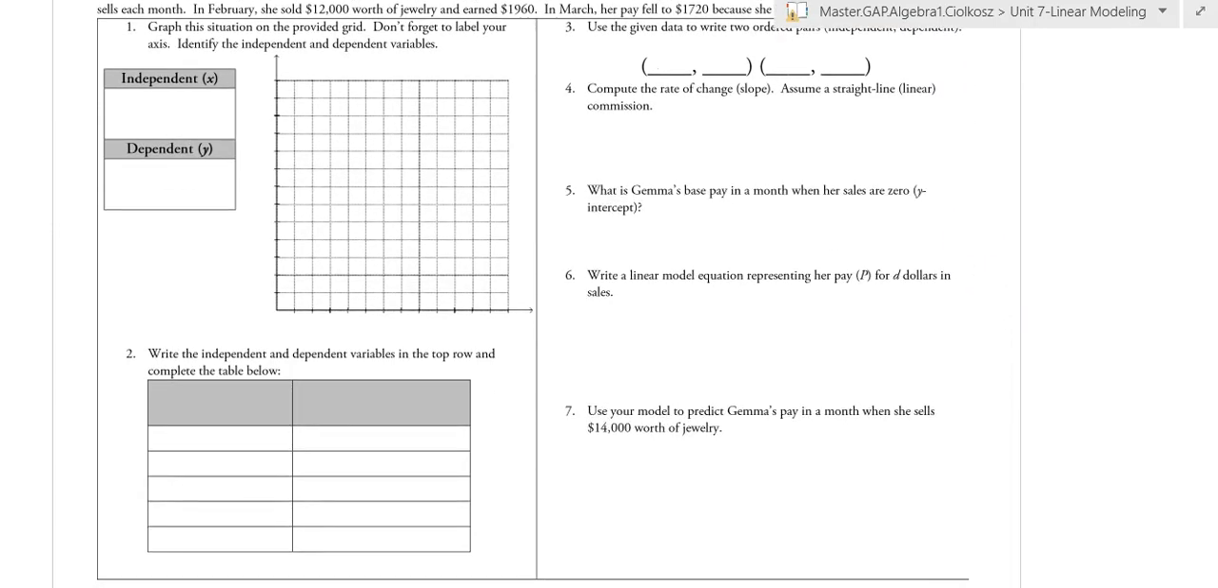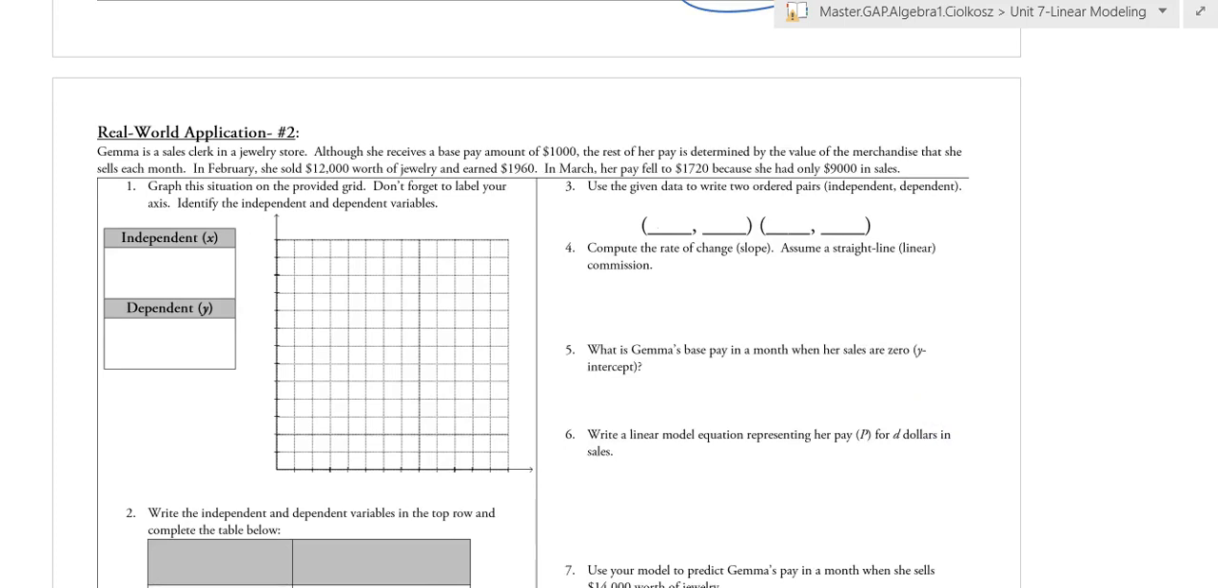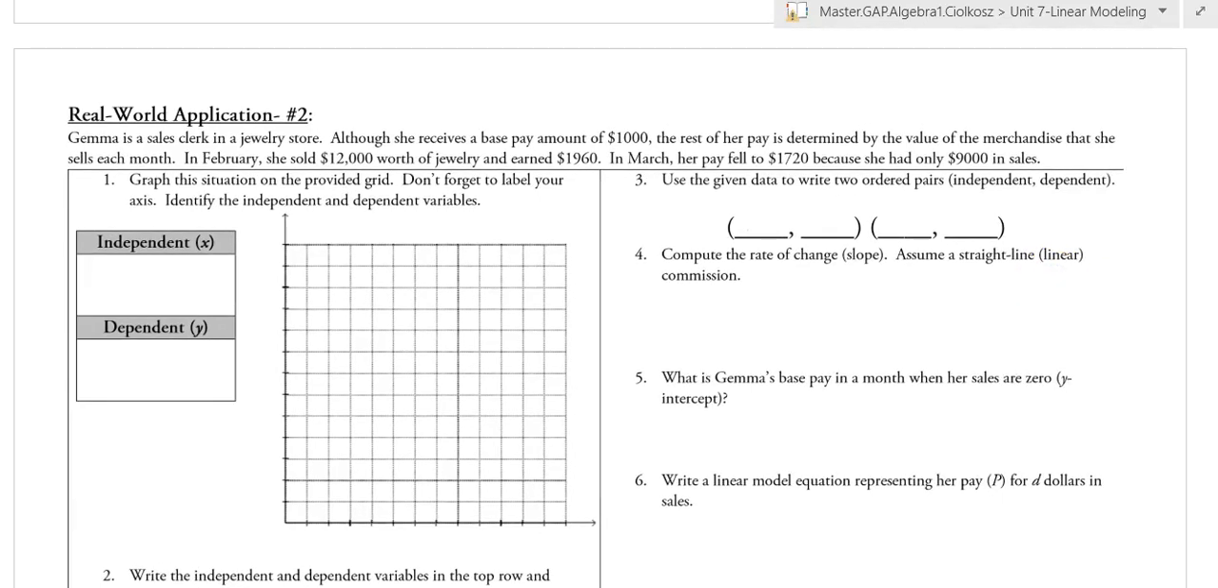Here, we're going to have pretty much the exact same steps, so we'll just go through the first parts here to get our independent, dependent, and those different variables. So we have Gemma as a sales clerk in a jewelry store. Although she receives a base pay of $1,000, the rest of her pay is determined by the value of merchandise that she sells each month. In February, she sold $12,000 worth of jewelry and earned $1,960. In March, her pay fell to $1,720 because she had only sold $9,000 in sales.